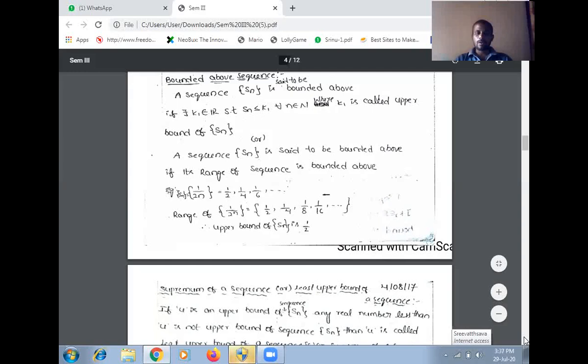In this sequence, the upper bound is 1 by 2 because 1 by 2 is the greatest value among the other values.